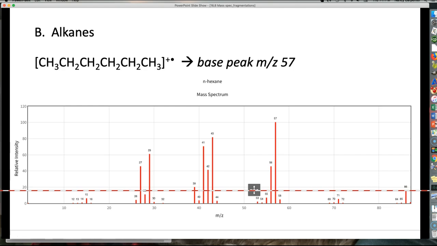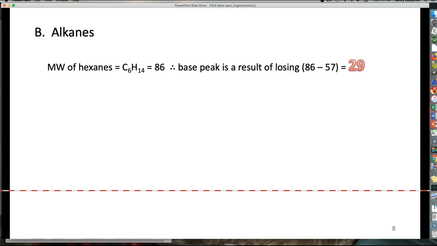And as you can see from the mass spectrum, the base peak here is right at 57. Well, that's very interesting. What fragment ion is responsible for that signal? That's what I want to know. I want to be able to say that I can confirm the structure of hexane. Well, the molecular weight of hexane is C6H14, which is 86. So what this is telling me is that I lost a fragment that weighs, if you will, 29 mass units.